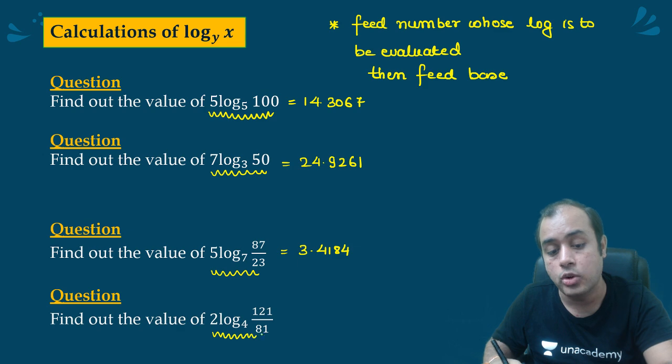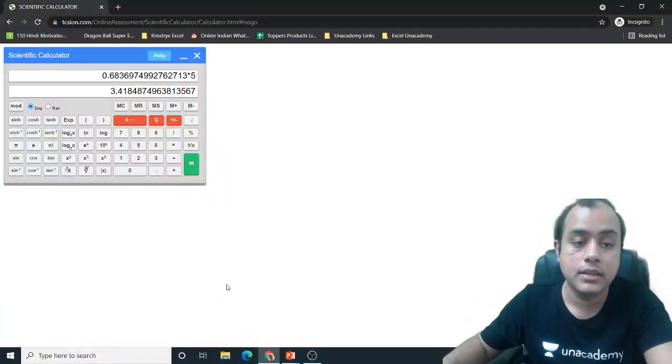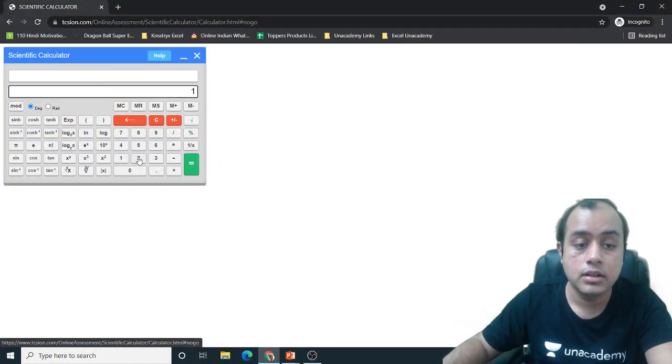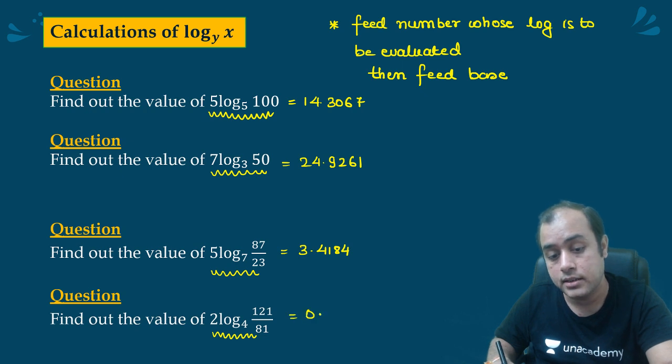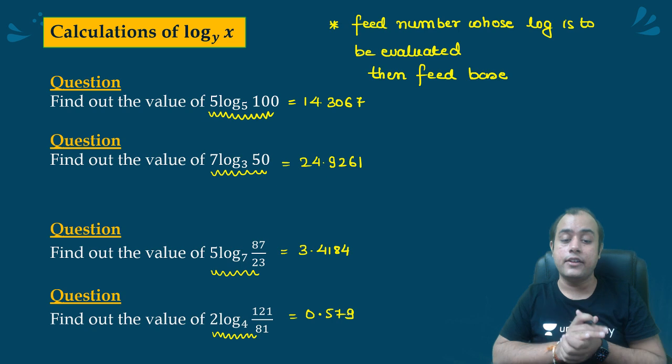2 log 4, 121 by 81. So what I will do? 121 by 81 evaluated. Log 4, equal to, into 2. 0.579. Okay, so these are the 4 results that we have evaluated using the virtual calculator.